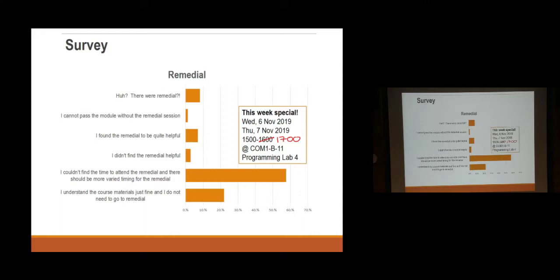It's a different room, which is the Programming Lab 4, Com1B11. The room number that I get is Com1B11, but it's actually at level B1, room 11. So if you follow the normal writing convention, it's supposed to be Com1, B1, 11. But for some weird reason, if it's a B1, they just put it as B.